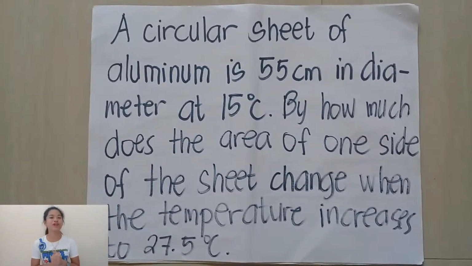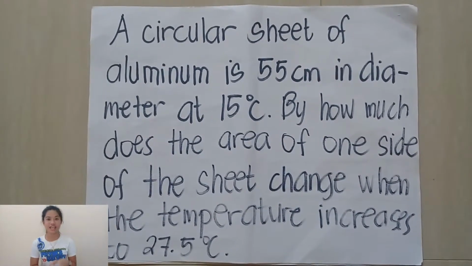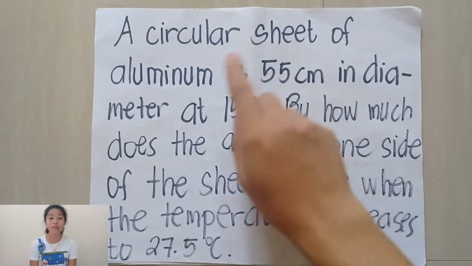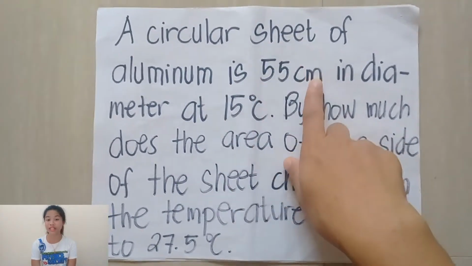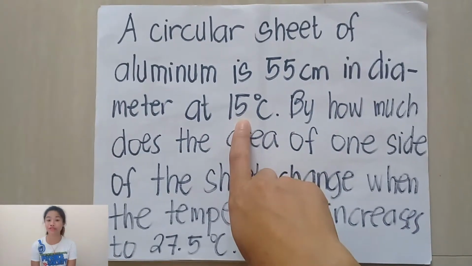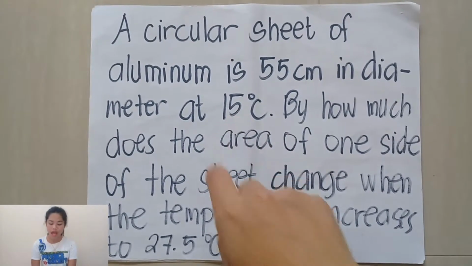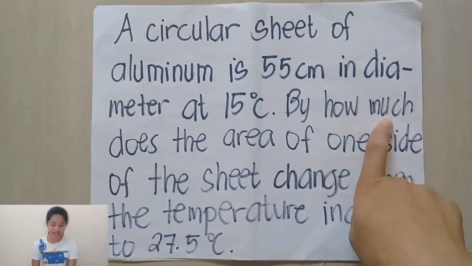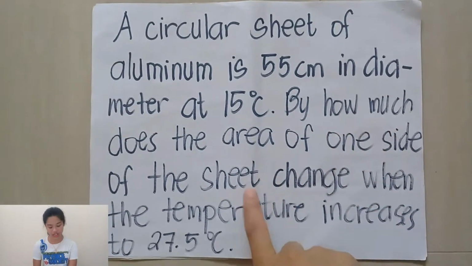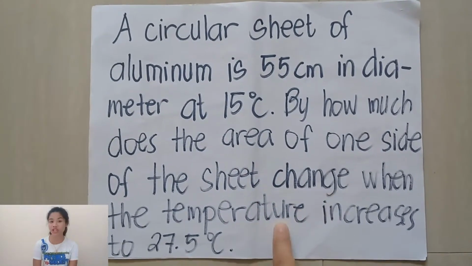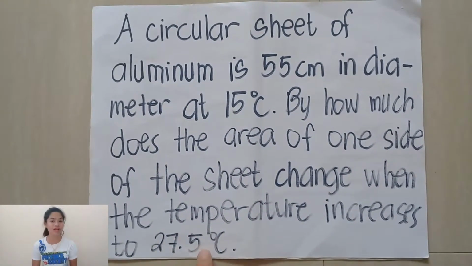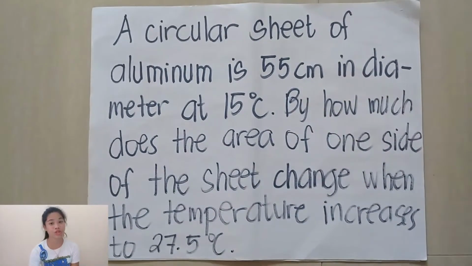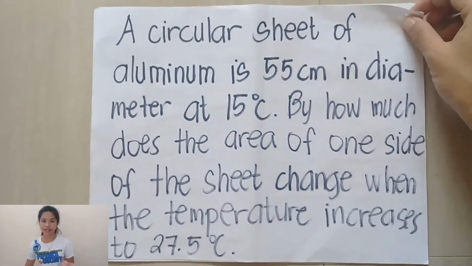Another example for area expansion goes like this. A circular sheet of aluminum is 50 centimeter in diameter at 15 degrees Celsius. Then the question is, by how much does the area of one side of the sheet change when the temperature increases at 27.5 degrees Celsius? So, the solution for this problem is here.